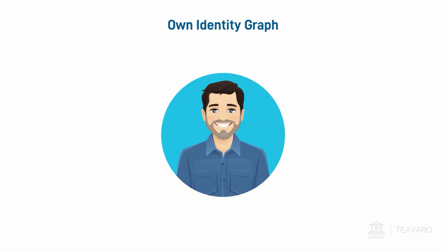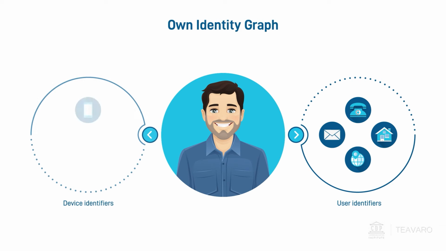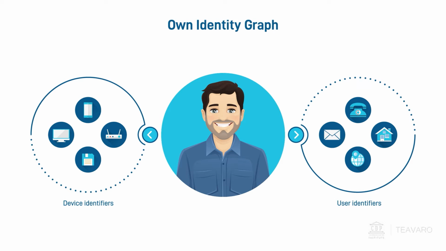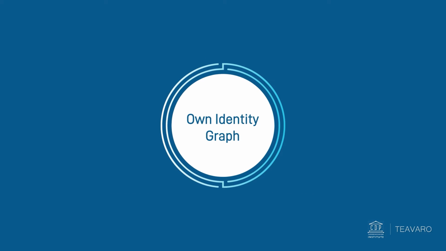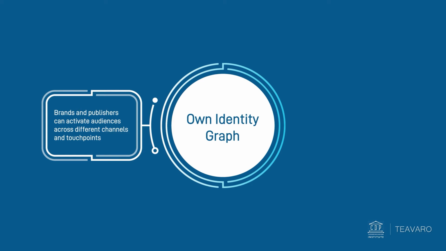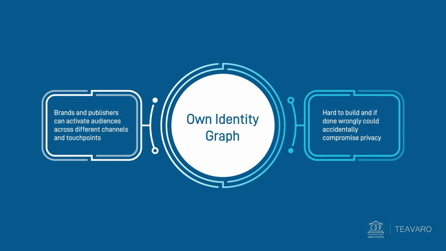Companies that build their own proprietary identity graph of their customers and prospects by linking user-level with device-level identifiers. The main advantage is that through user graphs, brands and publishers can activate audiences across different channels and touchpoints. However, it is hard to build, and if done wrongly, could accidentally compromise privacy.